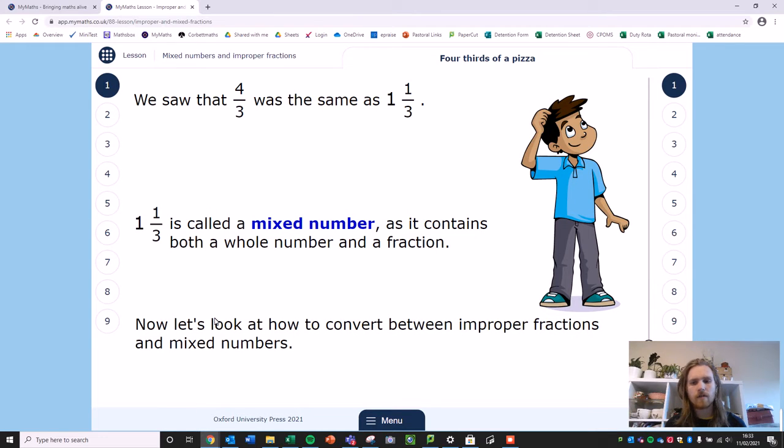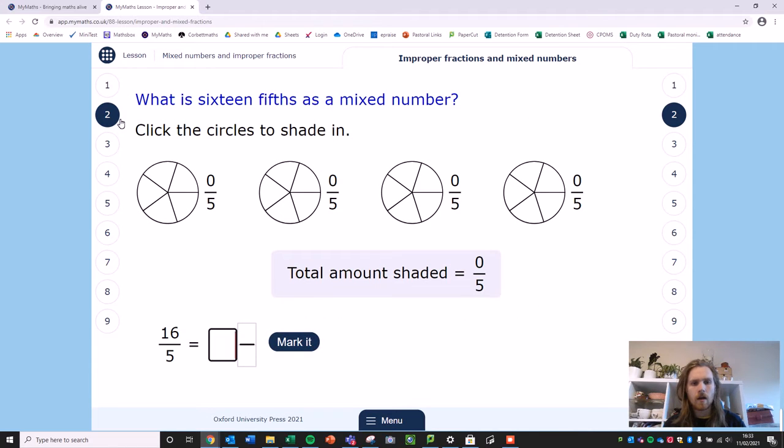So let's look at converting them. We did a bit of this yesterday, and some of us weren't super confident with it. So hopefully, once you have a play on this today, you'll be more confident. I want you to have a proper play on it yourselves. This is quite similar to the box method we were doing yesterday, but this might make you more confident. So 16/5. I need to keep clicking until I've got 16.